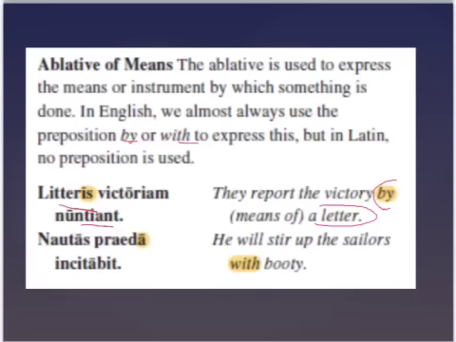The next one is, again, no preposition: he will stir up the soldiers with booty. And so again, this is the means or the instrument by how he is stirring up the soldiers. So this is an ablative of means. No preposition in Latin, but can be translated with or by in English.